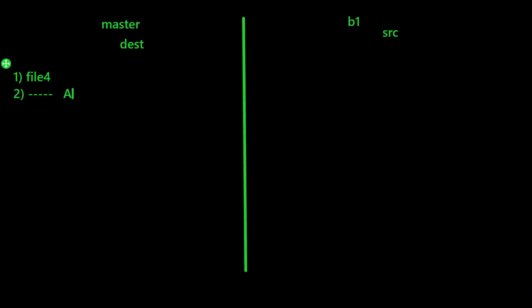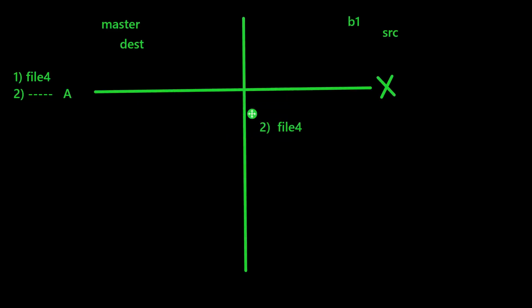Now tell me, is this commit A available on B1? Initially, do we have this commit A, the same commit ID on B1? Definitely, we don't have that. No. Then we went to B1 branch, made some file, file 4. Then here I made some commit called commit B. Is this commit B available on destination, I mean, on master? No.